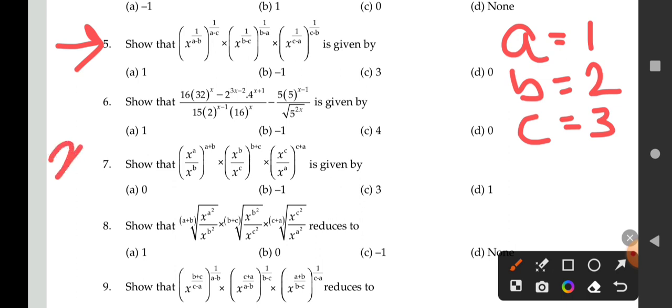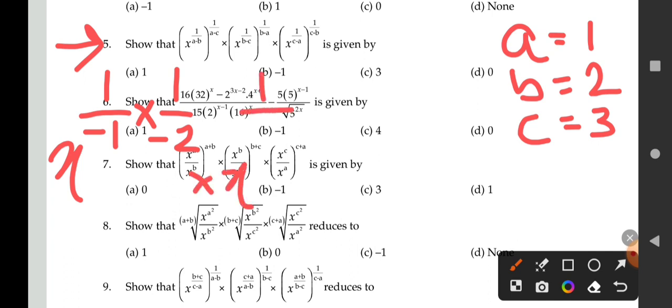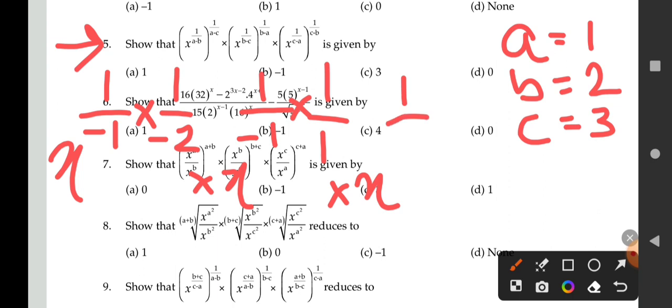So what do we get? X power 1 divided by 1 minus 2 is minus 1 into 1 divided by 1 minus 3 is minus 2 into x power 1 divided by 2 minus 3 is minus 1 into 1 divided by 2 minus 1 is 1 into x power 1 divided by 3 minus 1 is 2 into 1 divided by 3 minus 2 is 1.